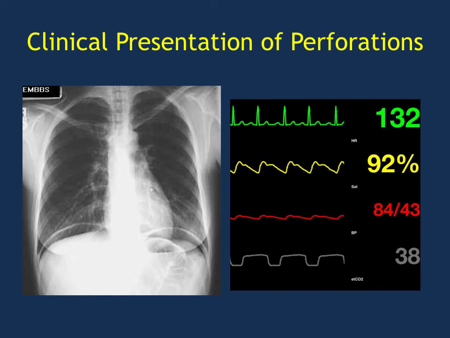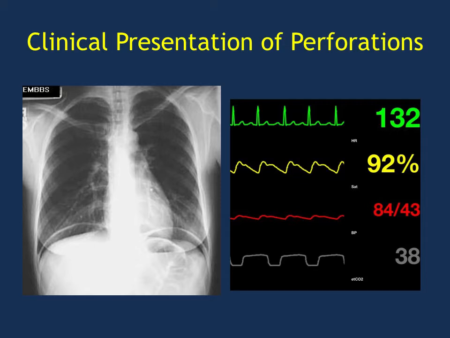What images run through your mind when you think about perforation in the abdomen? Most of us picture a medical emergency. We envision a deathly ill patient with a rigid abdomen who's being rushed into the operating room for an emergent procedure. The chest x-ray on the left shows the classic findings of free air under the diaphragm, and the vital signs on the right suggest that the person is in septic shock as evidenced by the hypotension and tachycardia.